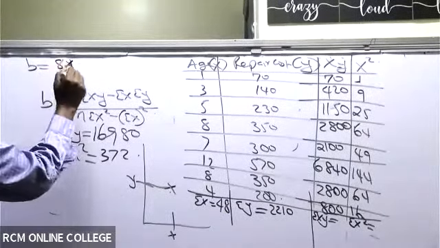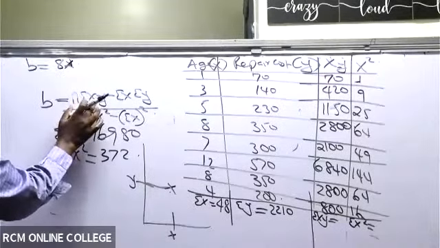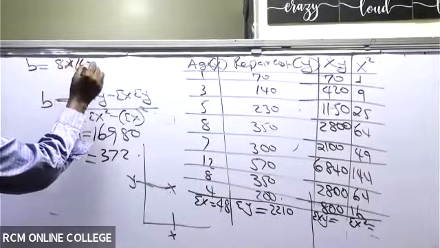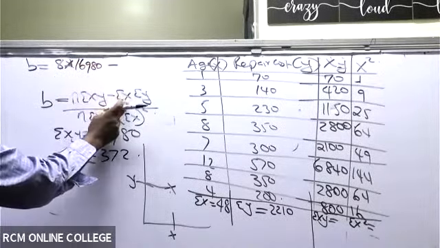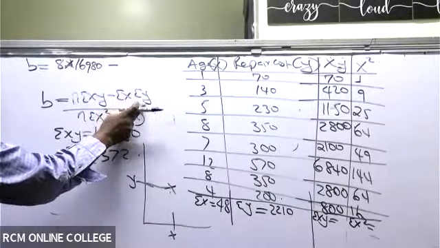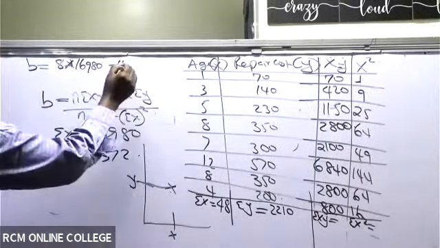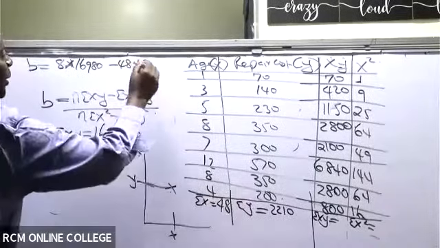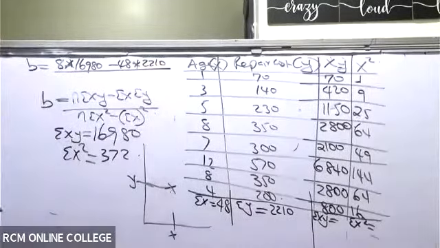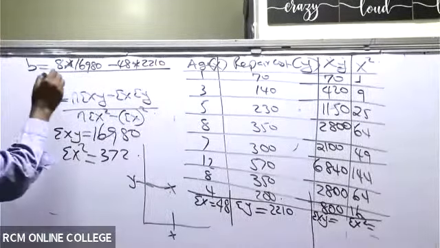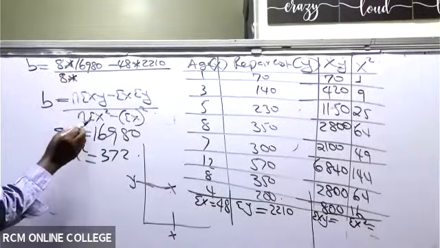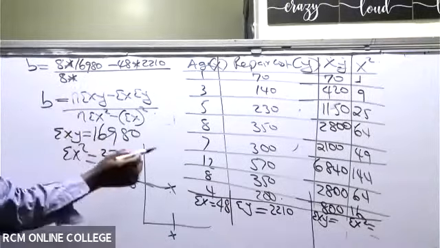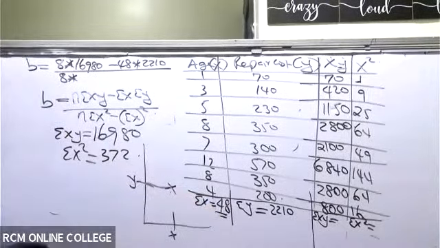So 8 times sum of xy. Sum of xy, we have it here. It is 16,980 minus sum of x, which is 48, times sum of y, which is 2210. All over n again, which is 8, times summation of x squared. Summation of x squared, don't take this sum of x here. Don't take this, no.